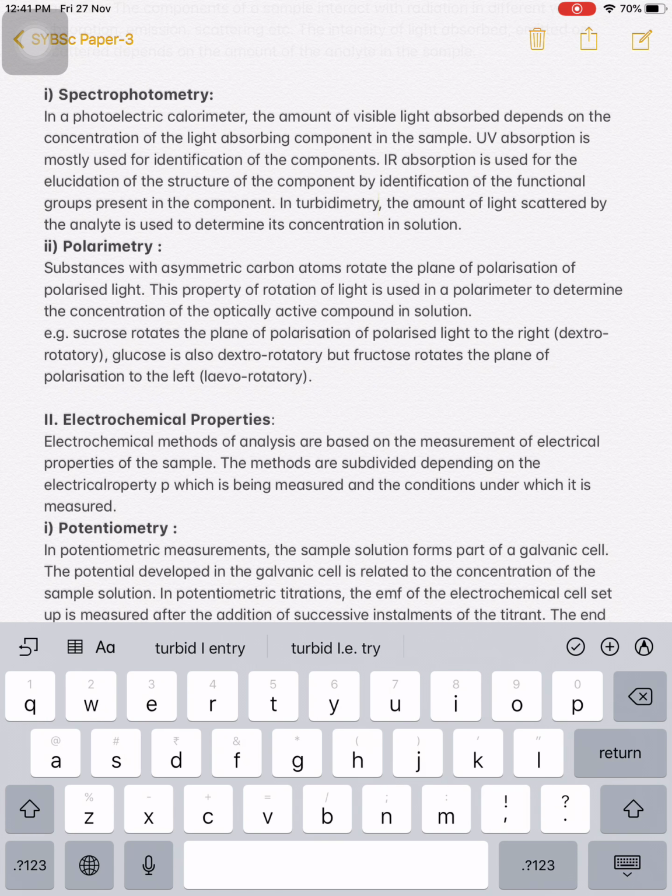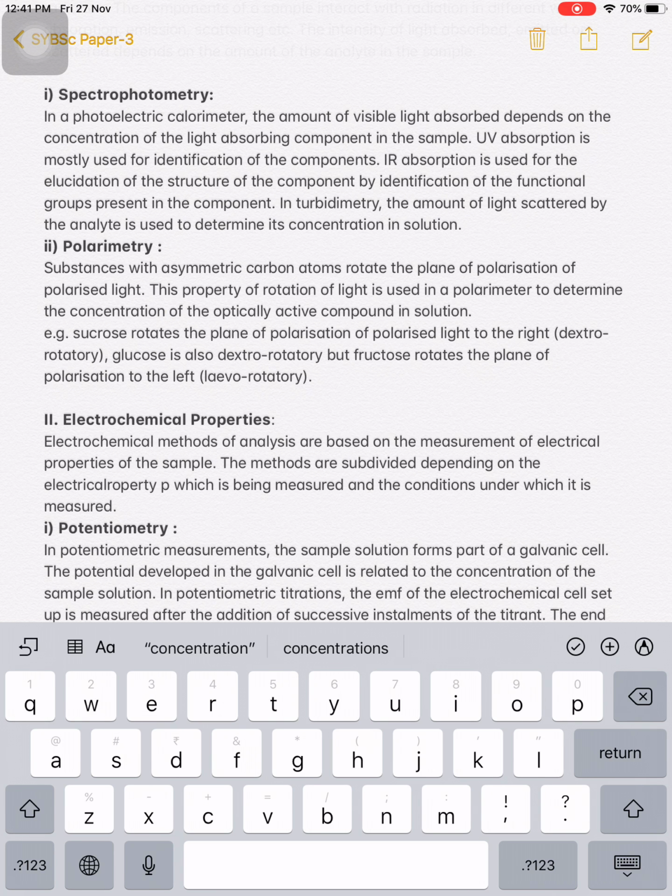In turbidimetry, the amount of light scattered by the analyte is used to determine its concentration in solution. How much concentration of analyte is present in the solution is directly proportional to the amount of light scattered. So this is spectrophotometry first, and the second is polarimetry.